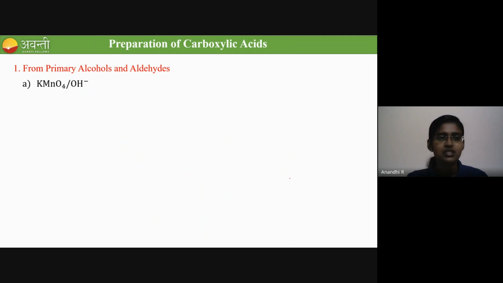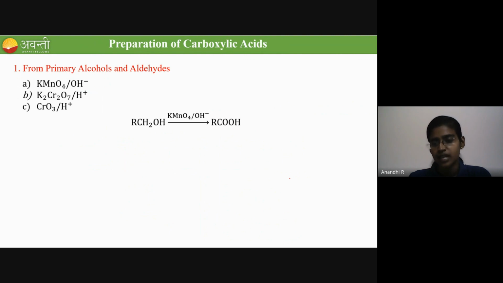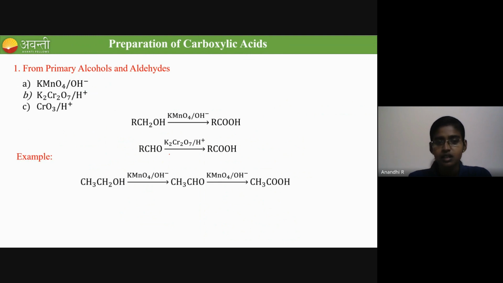So KMnO4 in basic medium, K2Cr2O7 in acidic medium, and CrO3 in acidic medium. All these reagents are used to convert the primary alcohol to carboxylic acid. Just now I have discussed that any one of these agents can be used for the preparation of carboxylic acid. To convert alcohol to acid, you can use a two-step route. This is an example where the R group is the methyl group. Ethanol on oxidation forms ethanal, then ethanal on oxidation forms ethanoic acid.